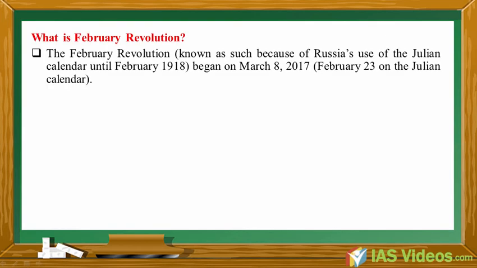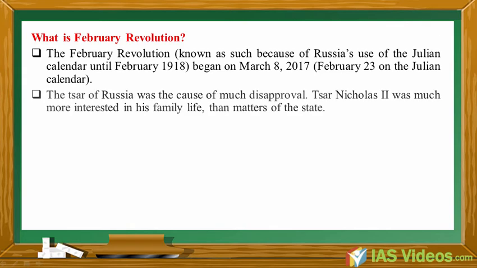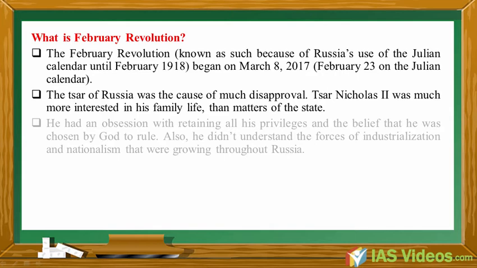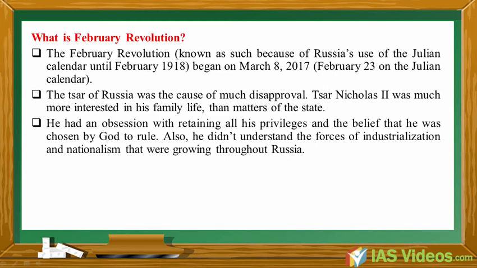What is the February Revolution? The February Revolution, known as such because of Russia's use of the Julian calendar until February 1918, began on March 8, 1917, February 23 on the Julian calendar. The Tsar of Russia was the cause of much disapproval. Tsar Nicholas II was much more interested in his family life than matters of the state. He had an obsession with retaining all his privileges and the belief that he was chosen by God to rule.